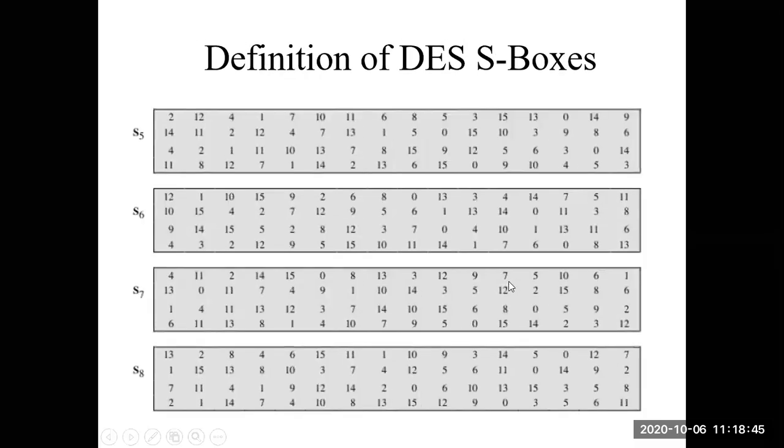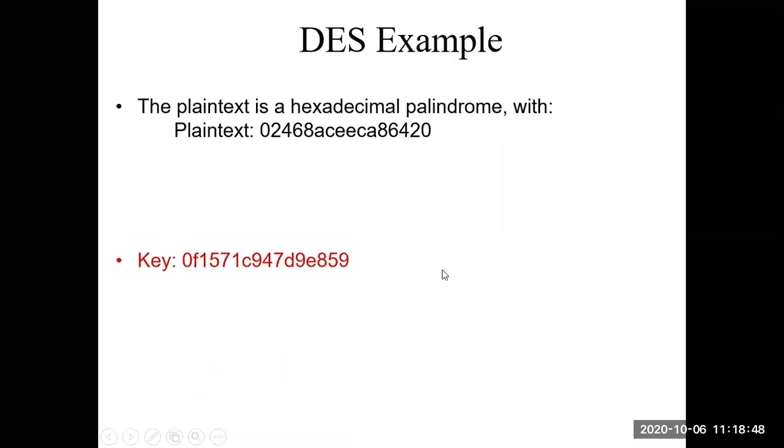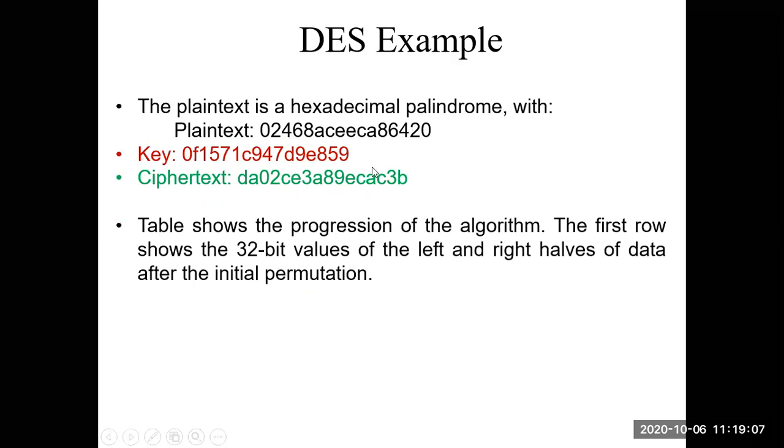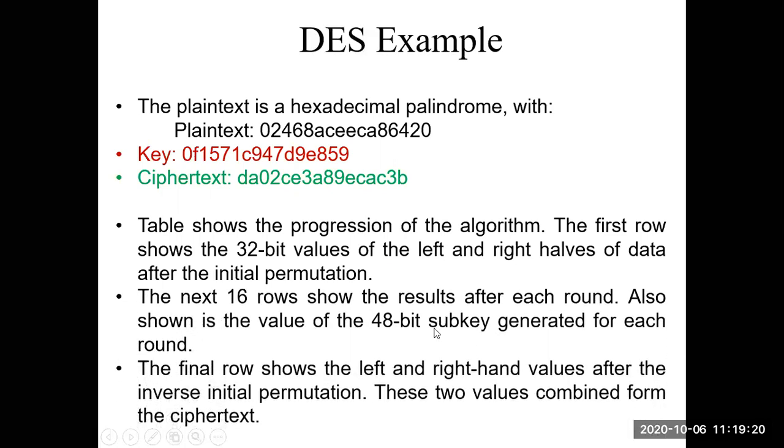These ones, all S boxes are shown. An example of DES is shown, but it is written in hexadecimal. Okay, we have used a palindrome key, 0246, it ends with 6420. Anyway, the key is given, the ciphertext generated will be this. If you try to either find a code for this or write a code in C or Python, you will be able to show this output. Okay. The following table will show the progression.